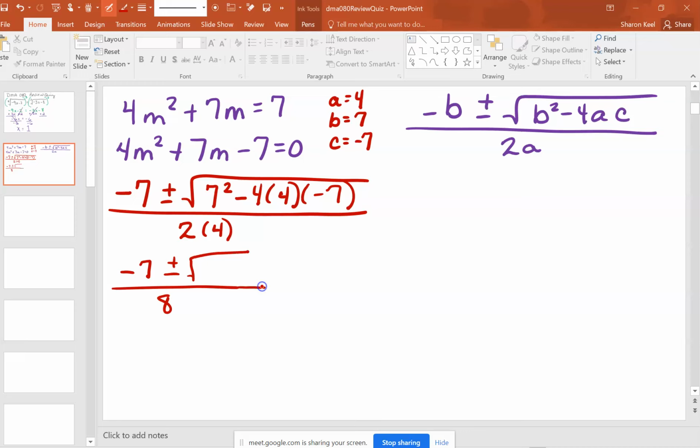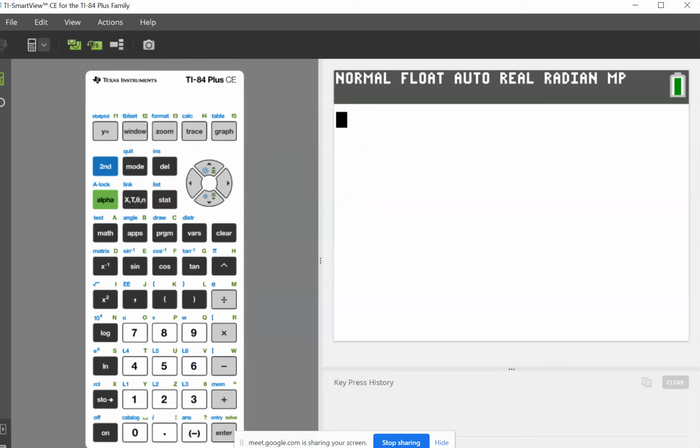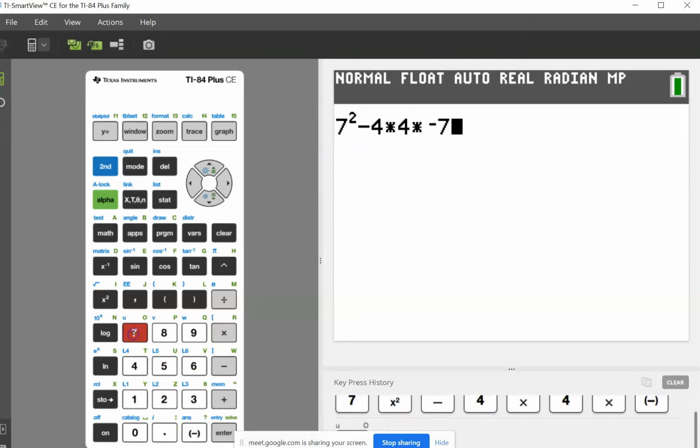This part I'm going to do on the calculator, just what's up underneath. Do not type the square root symbol. We're just typing the 7 squared minus 4 times negative 7. So 7 squared minus 4 times negative 7. That's going to give us 161.